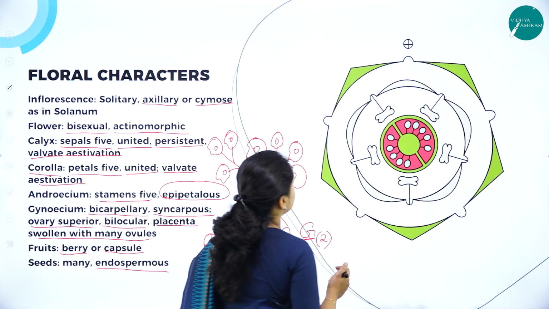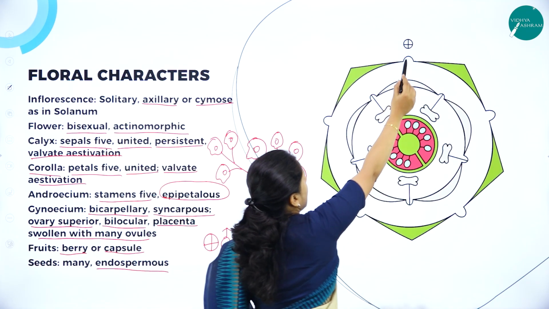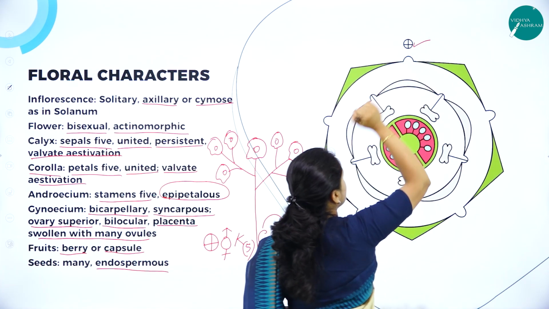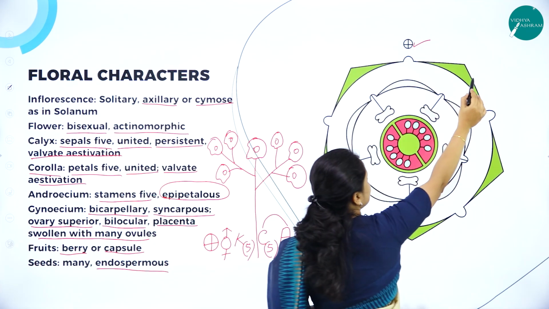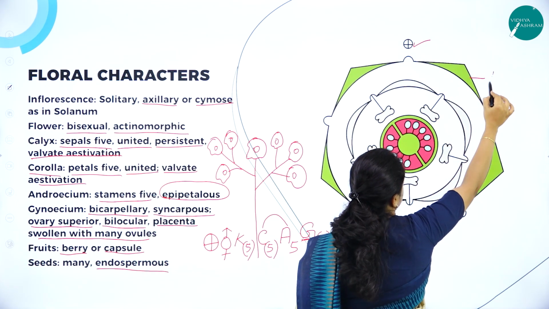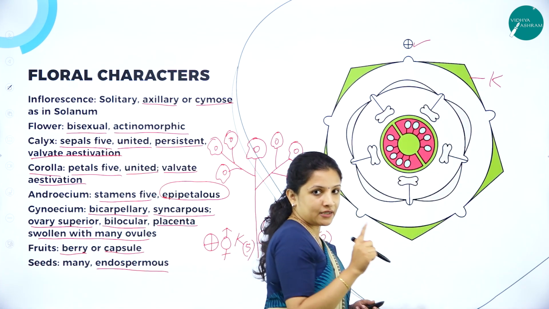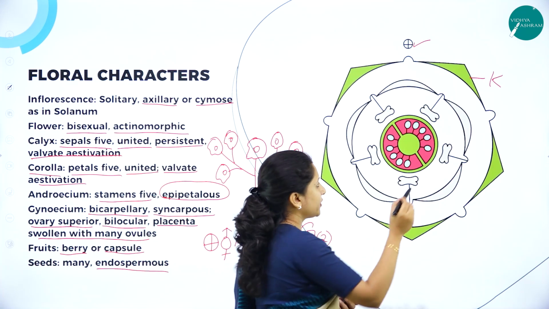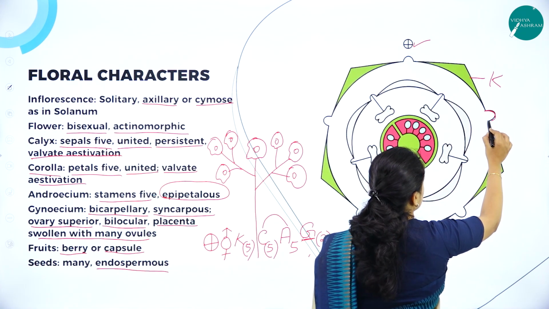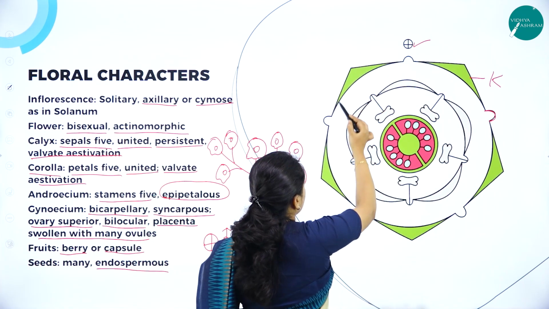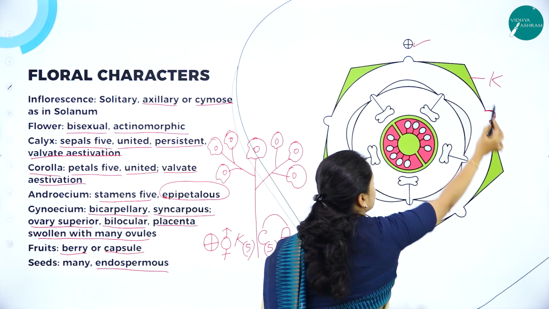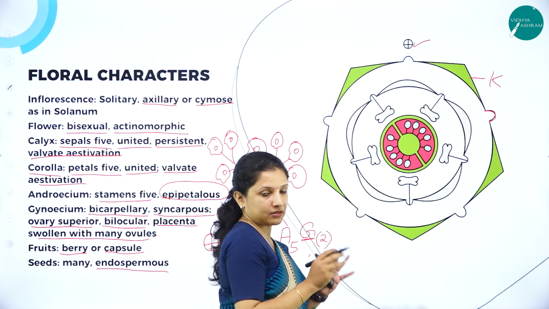Now, talking about the floral diagram. I've written the symbol actinomorphic here. Then this is the calyx, so I'll just write it as K. The calyx, the sepals are fused. Because it is fused, we put the symbol here. And what was the estivation? Valvate, wherein only the margins are touching. No overlapping. So it is valvate.